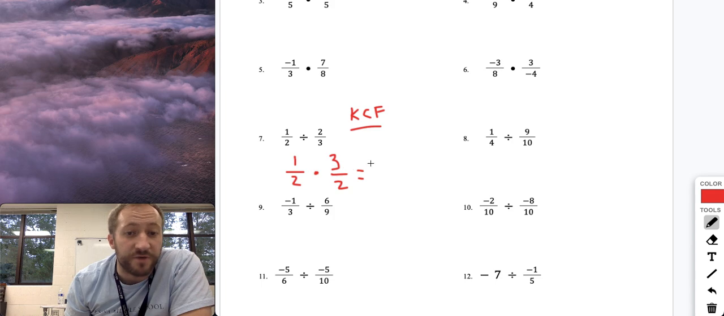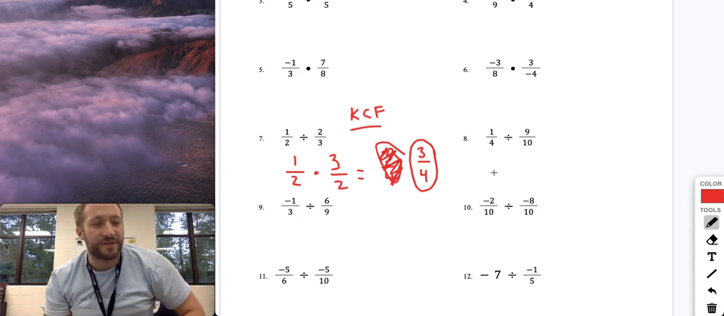I'm going to multiply the numerators. 1 times 3 gives me 3. 2 times 2 gives me 4. Oh, it's kind of a poor circle. Let me do that again. 3 over 4. There we go. That's better. That's my answer, 3 over 4. Let's look at the next one.